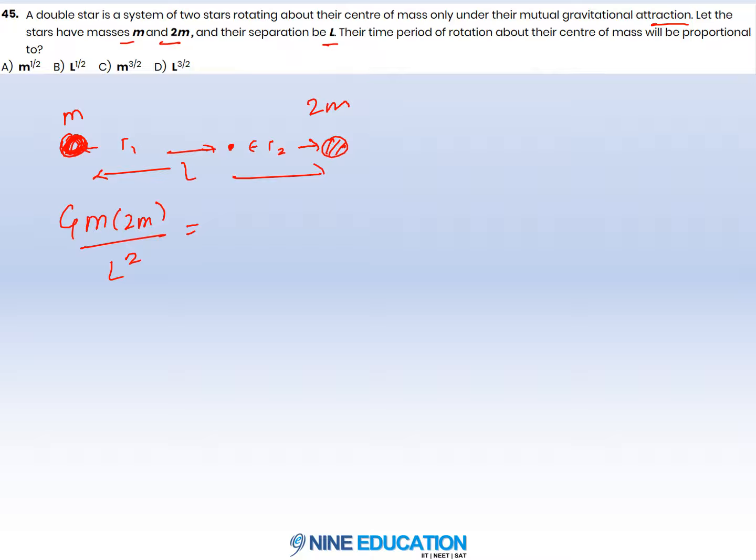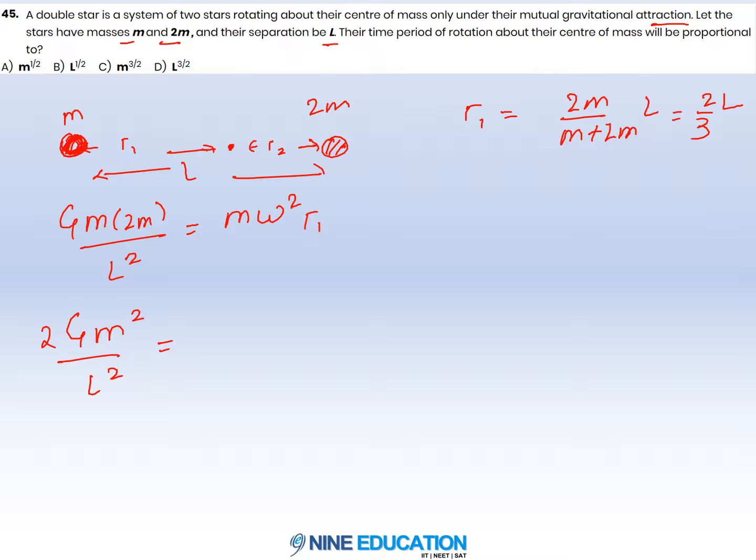L square equals to m omega square r1, and r1 we know, how much? r1 is 2m upon m plus 2m into L. So what we are getting? 2 by 3 L. Okay, so here r1 2m square upon L square equals to m omega square r1, and r1 is 2 by 3 L.